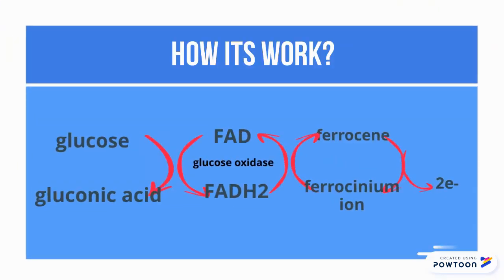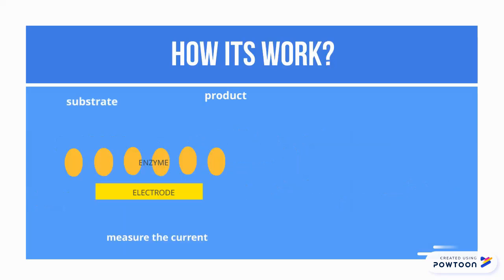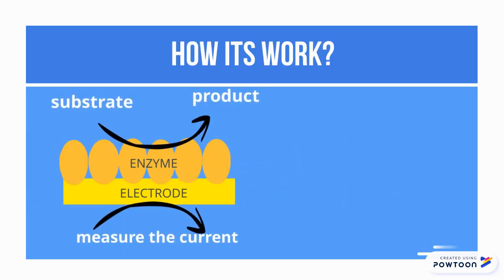Ferrocene is a reduced mediator. It will react with the enzyme on the electrodes for the conversion of glucose to gluconic acid. This converting process oxidizes the FADH2 to become FAD and produces ferrocenium ion with 2 electrons. The production of ferrocenium ion with 2 electrons is able to be detected as a current signal.